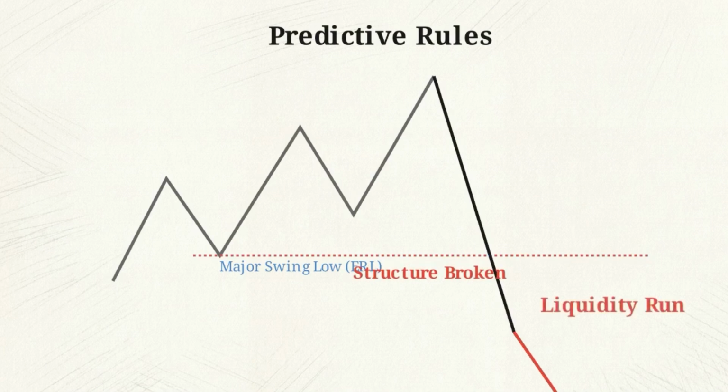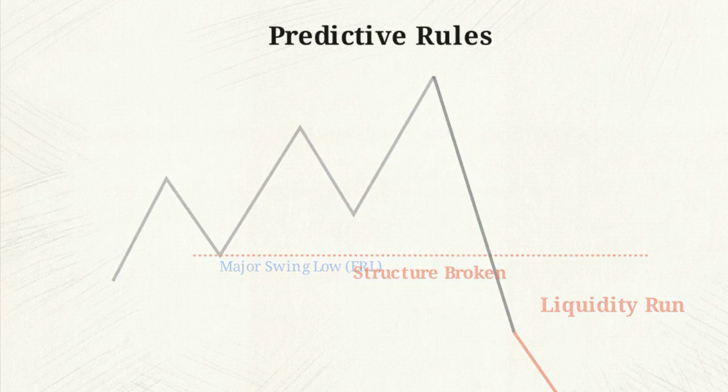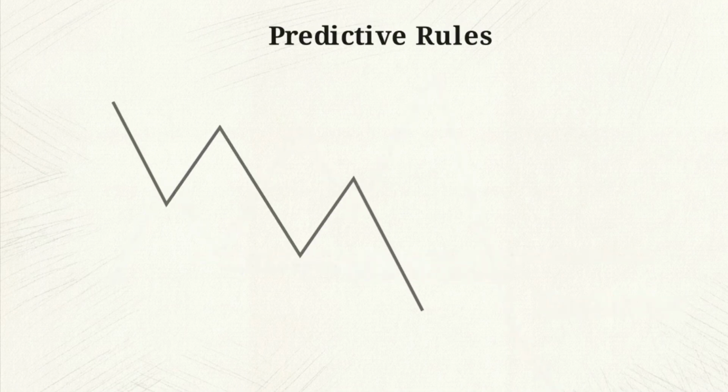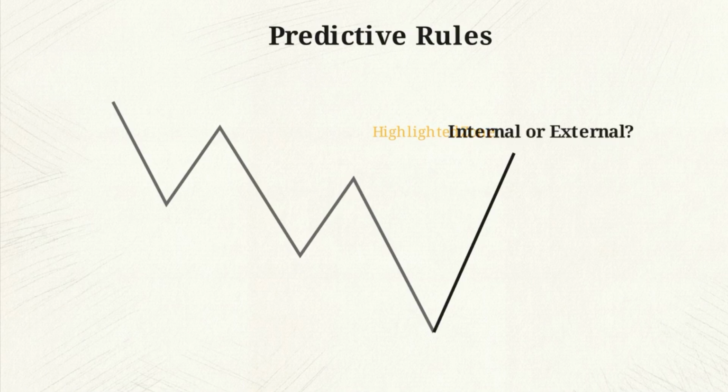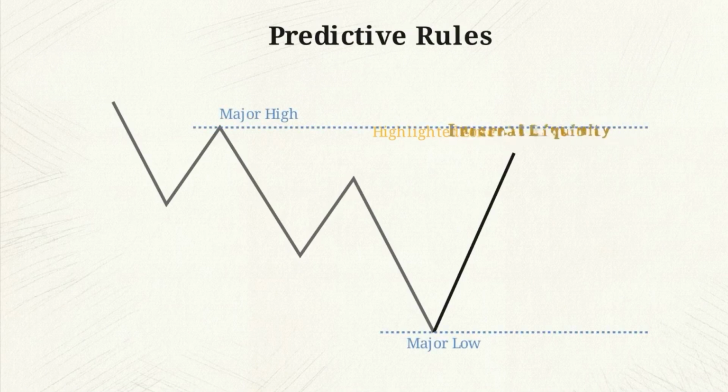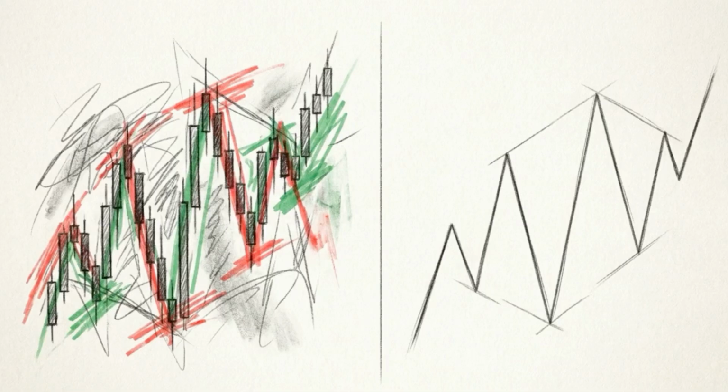Let's test a bearish structure. The price pulls back toward a highlighted zone. Evaluate the surrounding major swings. Is this internal or external liquidity? Because it sits strictly between the major high and low, it's internal. Price sweeps the stops, then aggressively reverses downward. Applying these two rules forces you to stop reacting to individual candles and start anticipating the geometric logic of the market structure.